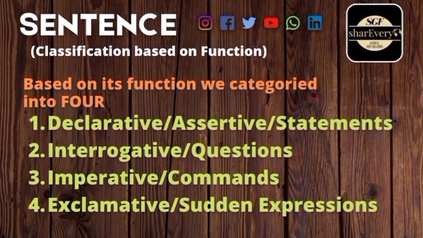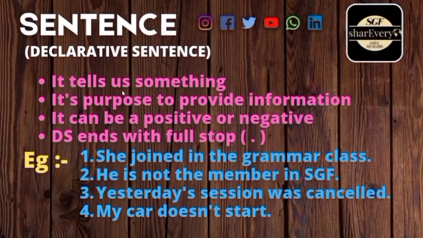If we look at each one, the first one is the declarative sentence, or assertive, or statement. It has different names. What is a declarative sentence? A declarative sentence tells us something. Its purpose is to provide information. It gives an answer and it can be positive or negative. A declarative sentence ends with a full stop. These are the basic rules we follow while writing declarative sentences, statements, or assertive sentences.